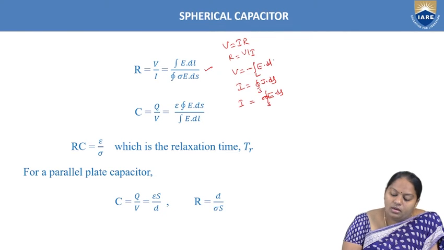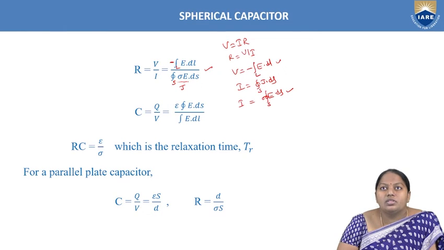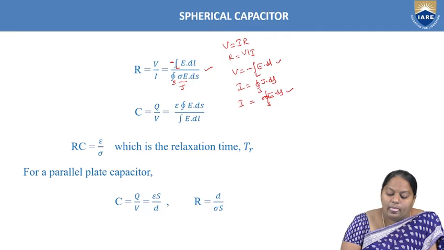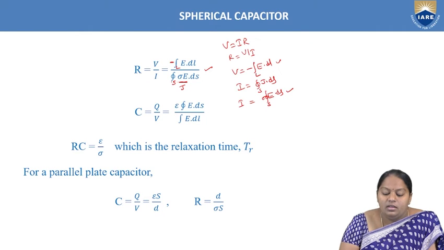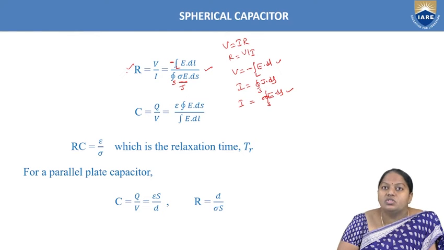Now if we substitute this V value and I value, R equal to V by I becomes minus integral over L of E dot dl divided by the closed surface integral over S of sigma E dot ds, where sigma into E is the conduction current density J. So R equal to V by I, which is minus integral L E dot dl by closed surface integral S sigma E dot ds. This is the resistance in terms of electric fields.